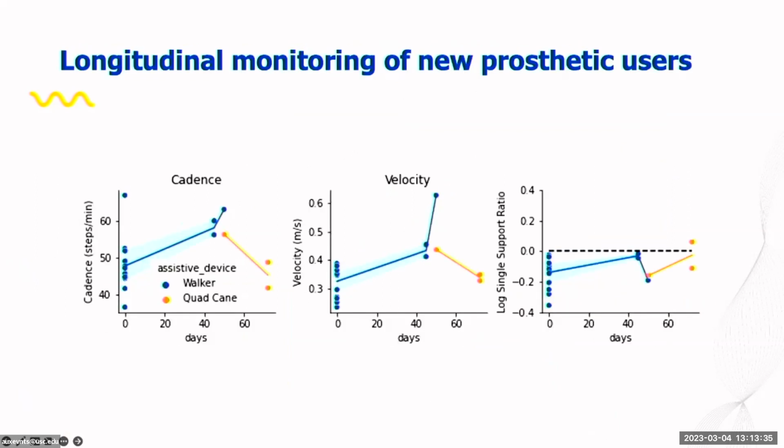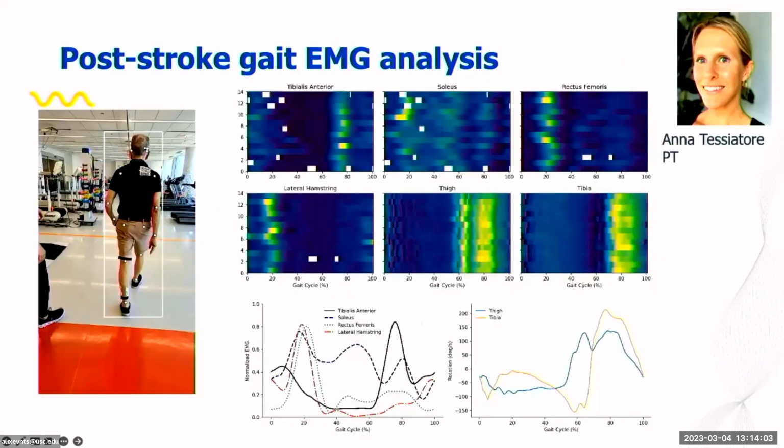What's nice is that we can now use this routinely in clinic to longitudinally monitor people. On the left, you're seeing that we can detect this improvement in cadence, which is not typically measured. You can see when they transition from a walker to a quad cane that they actually slowed their cadence, and then the velocity follows suit. But what's nice is on the far right, we can see even on that last session, when they're slowing their cadence and their velocity, they're actually improving their symmetry now that they're using the quad cane. So we can get a little bit more careful phenotyping of our patients.